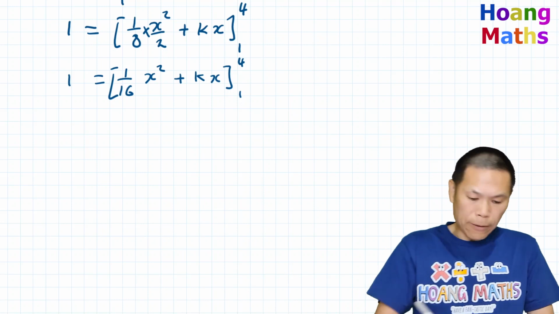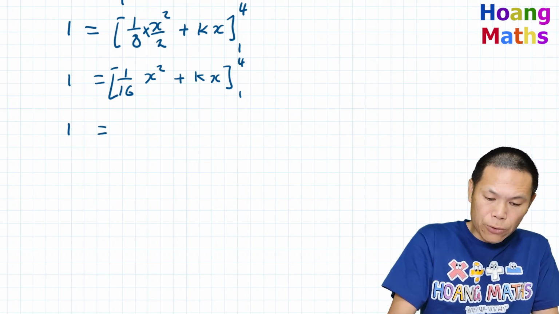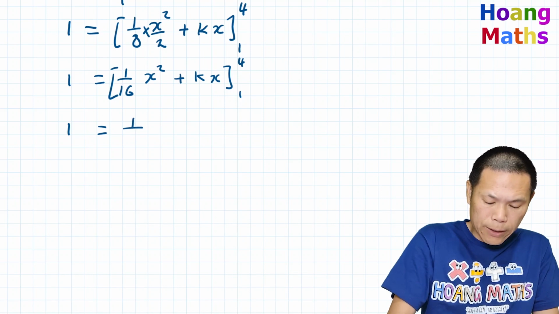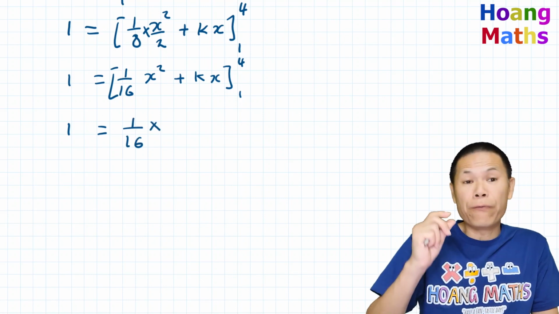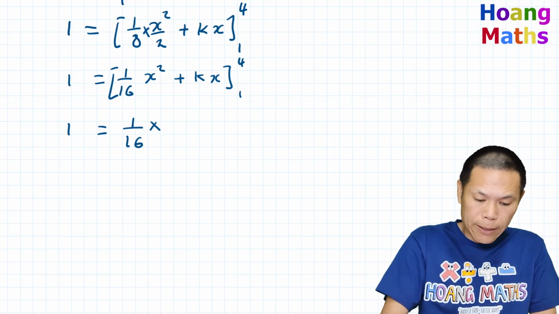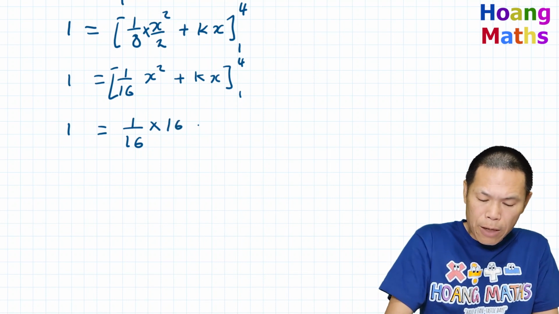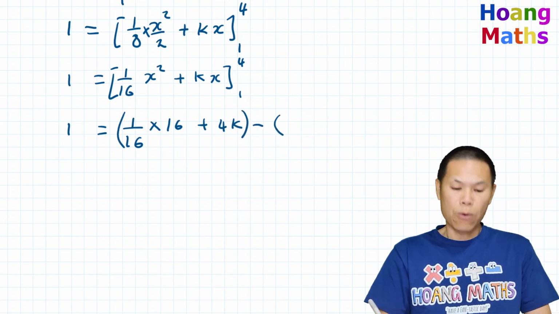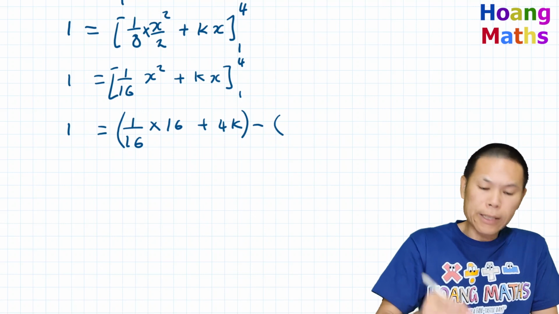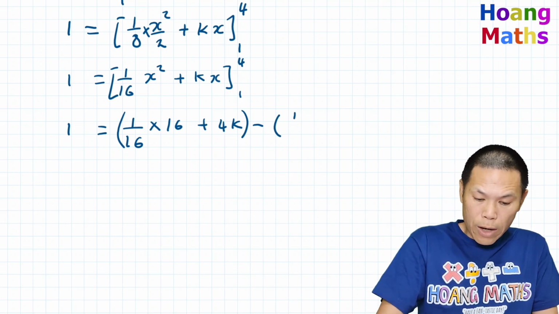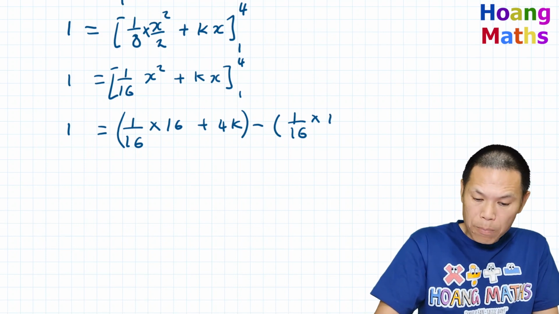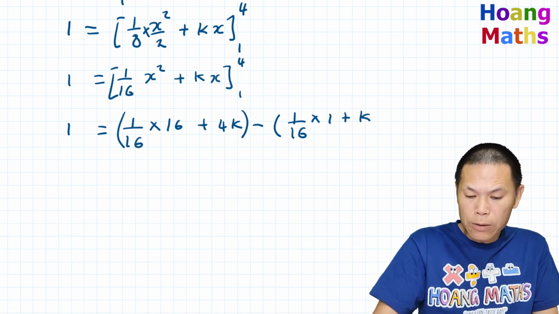So now 1 is equal to, 4 replaces x, of course, 1 over 16 times 4 squared. 4 squared is 16. And plus 4 times k is 4k. And we minus a bracket, where x is replaced with 1: 1 over 16 times 1 squared is 1 over 16, plus k times 1, which is k.